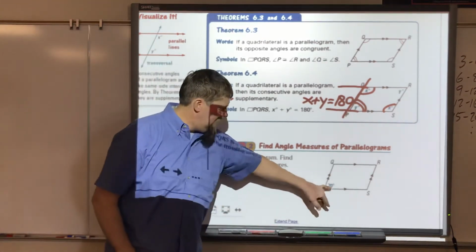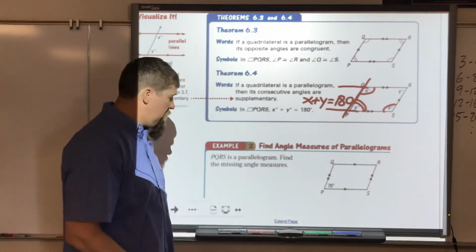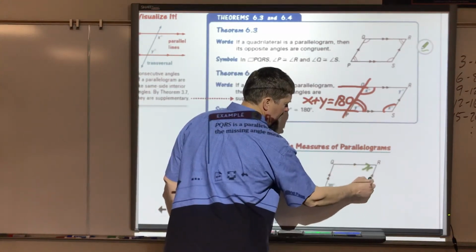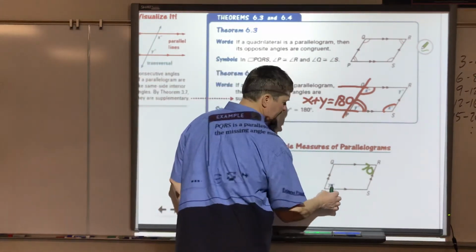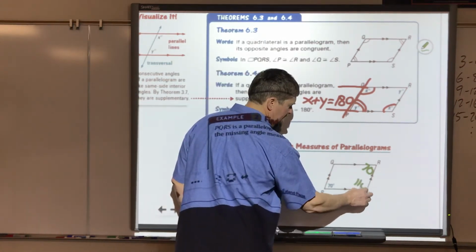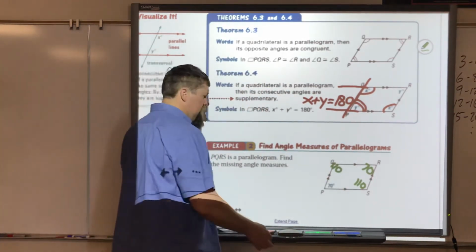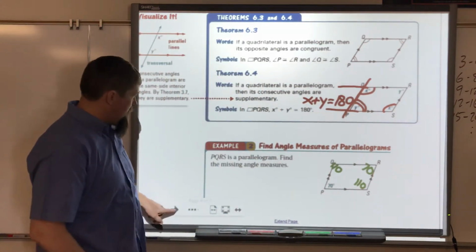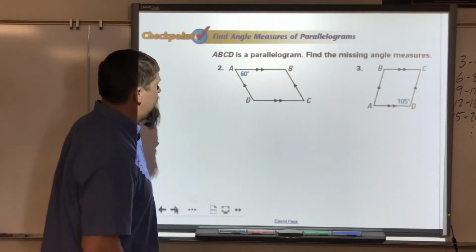We know that angle P is 70. Well, if all we know is one angle, we know the other three. Okay, so we know that the one opposite it is also 70. The ones that are consecutive are supplementary with it, so it has to be 110. Okay, so consecutive angles are supplementary, they add up to 180. Opposite angles are congruent, so that one has to be 70. All right, so let's go ahead and pause your video. Try this.